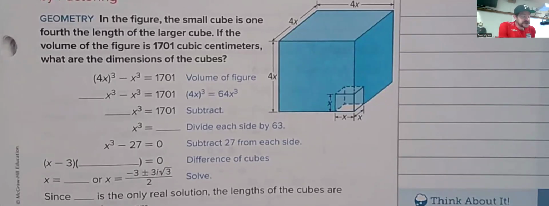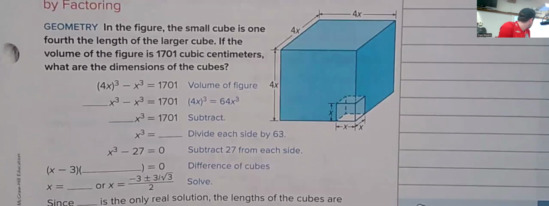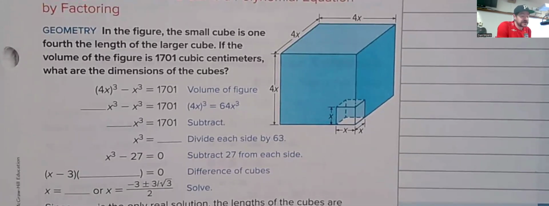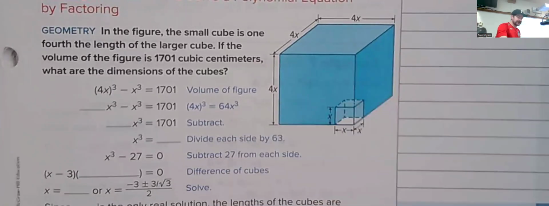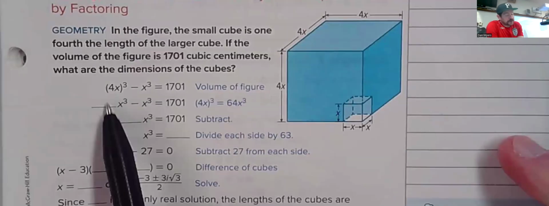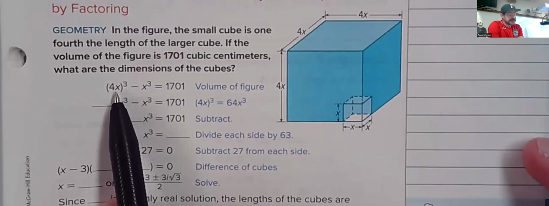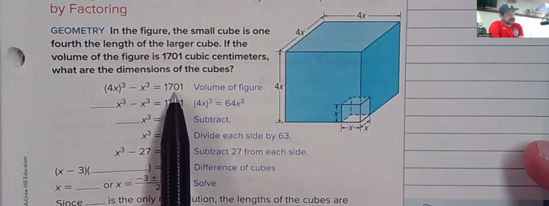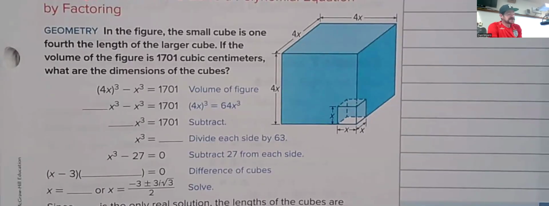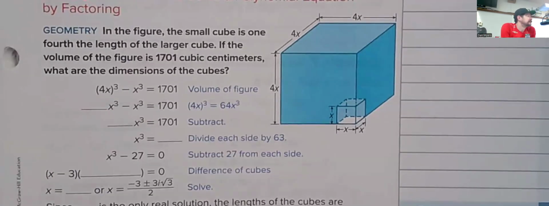So in terms of actually figuring out the volume of this thing, well, volume of a cube is length times width times height. So if you take the volume of the entire thing and you subtract that smaller cube away from it, that'll give you the figure, which is everything but that small cube. So 4x times 4x times 4x, length times width times height, would be the volume of the whole thing if you included this cube here. But then you're going to take away that cube from it, and the total volume is 1,701. So what happens if you cube 4x? What do you get?